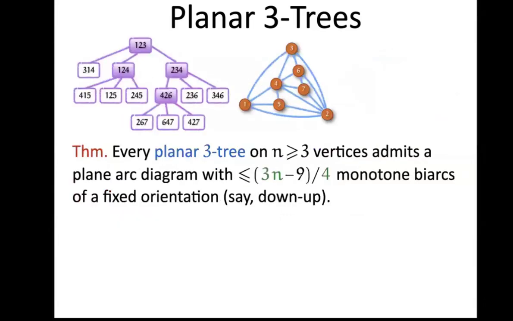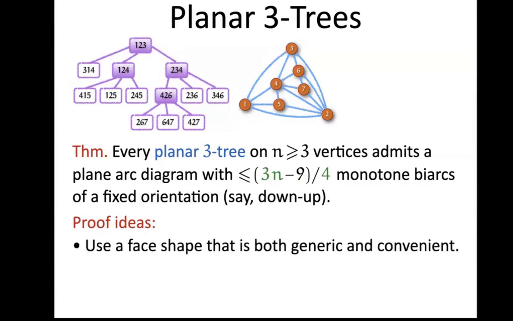So to go back to this statement, I told you that we can get a slightly better bound than the 4/5 for planar 3-trees. I don't want to go into proof details, but I still want to mention some high-level ideas of what we do. It's a bit similar to the previous one. In this previous argument, we used a face shape, this drop, that is nice because we can nicely subdivide it into copies of itself.